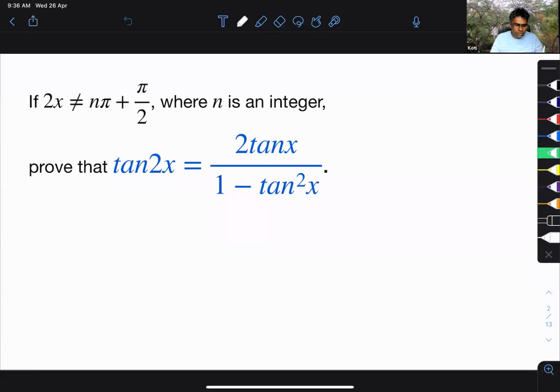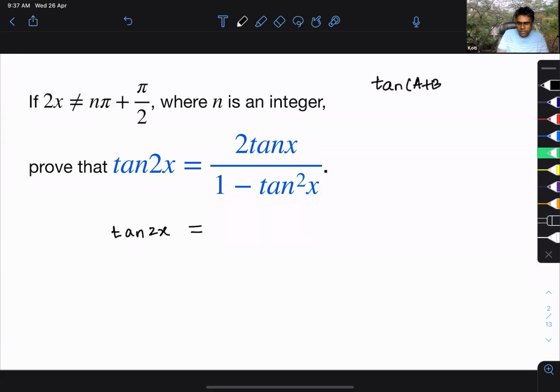Okay, so here we need to prove that tan 2x is 2 tan x divided by 1 minus tan square x. And again, we need to make sure that our 2x does not follow this. Okay. Now let's see how to prove this. Now tan 2x, we can write it as, what do you think, guys? I think we have a choice here. So we can either use tan a plus b.